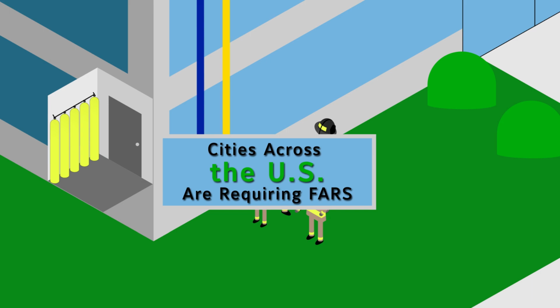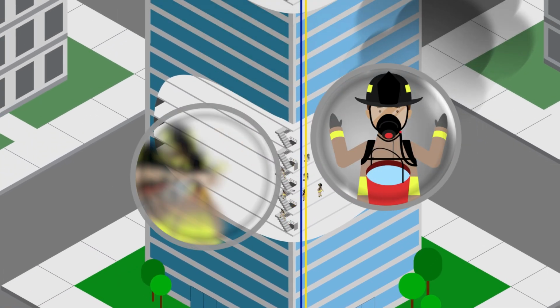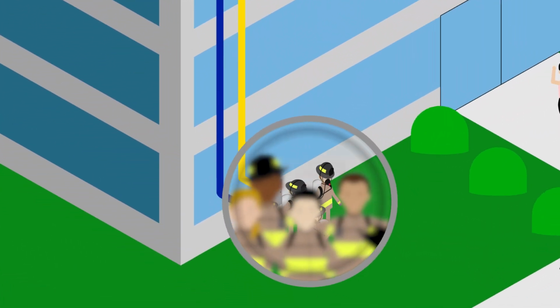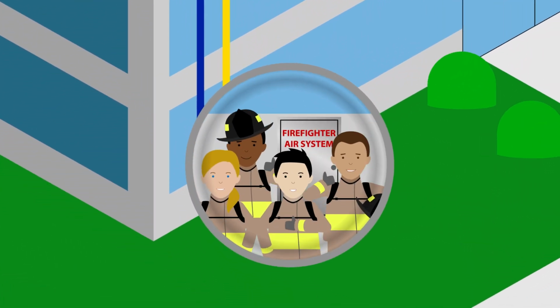Long ago, water standpipes replaced hauling buckets. The air standpipe replaces hauling air bottles. Firefighters and the citizens they protect need FARS.